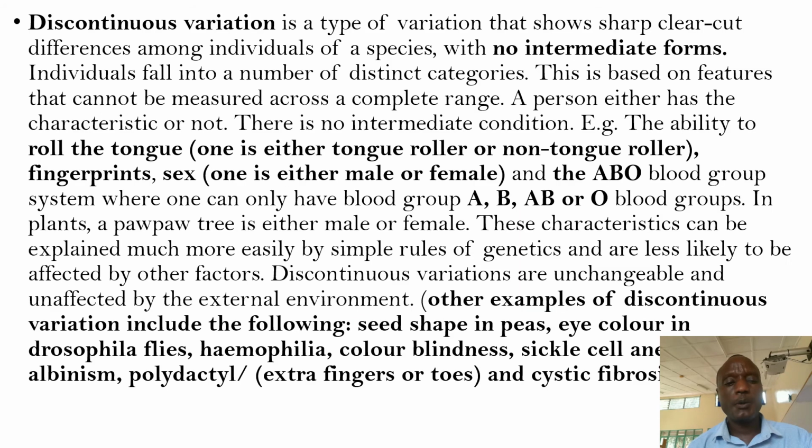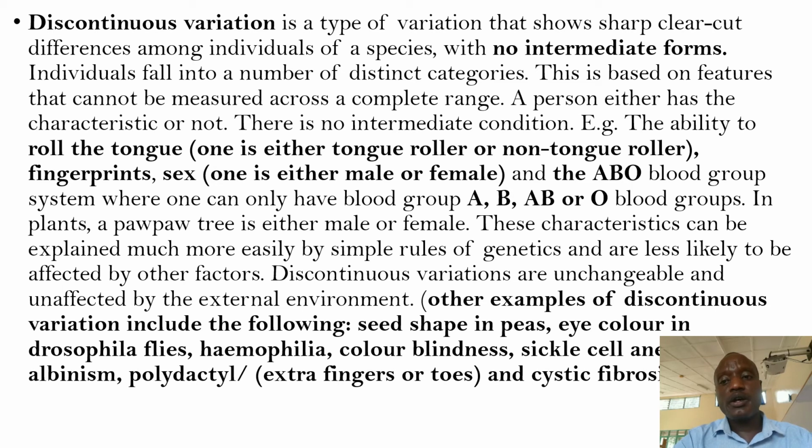The next type of variation: from the beginning you have heard that we have continuous variation and discontinuous variation. So let us take our time and understand the difference between these two types of variation. Discontinuous variation is a type of variation that shows sharp, clear-cut differences among individuals of a species, with no intermediate forms. Individuals fall into a number of distinct categories. This is based on features that cannot be measured across a complete range.